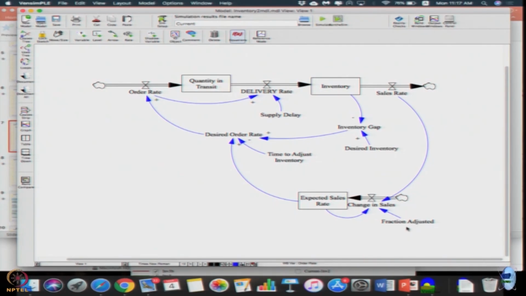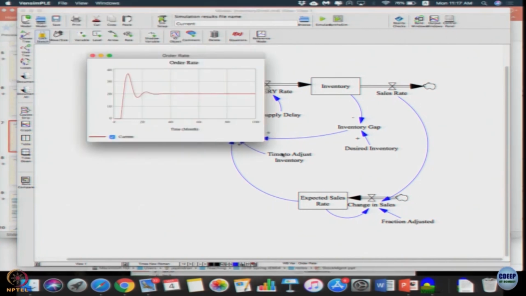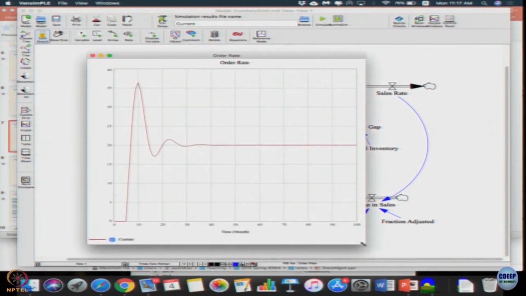Fraction adjusted or smoothing constant: in this model I am using 0.2. Now let us look at order rate. Now you will start to see pronounced oscillations in the dynamics of your order rate. Earlier, when there was only information delay, you overshot and then you gradually reached your goal. But when the supply delay in the supply line is also explicitly captured to represent the physical reality of the scenario, we find that there are oscillations. This is called damped oscillations. Oscillations occur, but they damp out and it reaches steady state of 20.